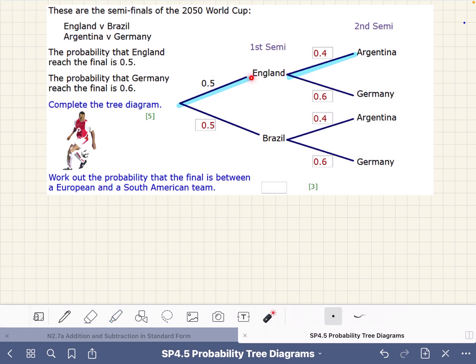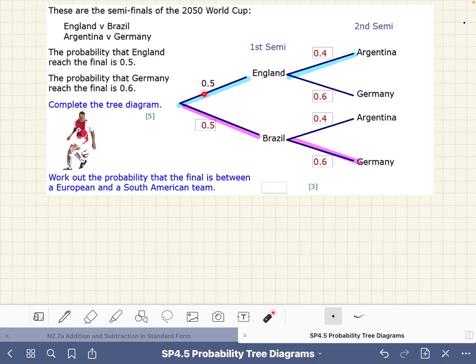We could not have England then Germany, as that would be two European teams. We could not have Brazil and Argentina winning, as that would be two South American teams. So our other option is to have Brazil winning, then Germany winning. These would give our two options of England versus Argentina or Brazil versus Germany. We now need to work out the probabilities of this happening.